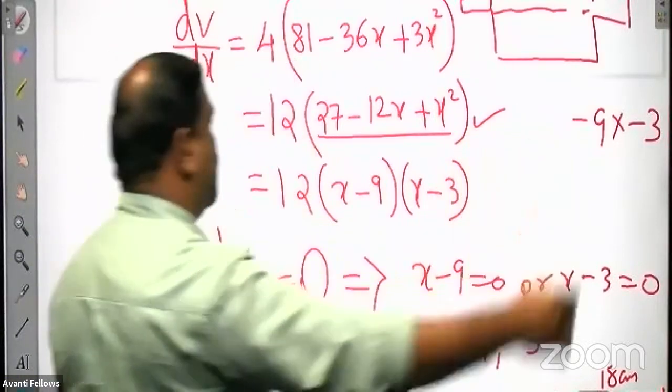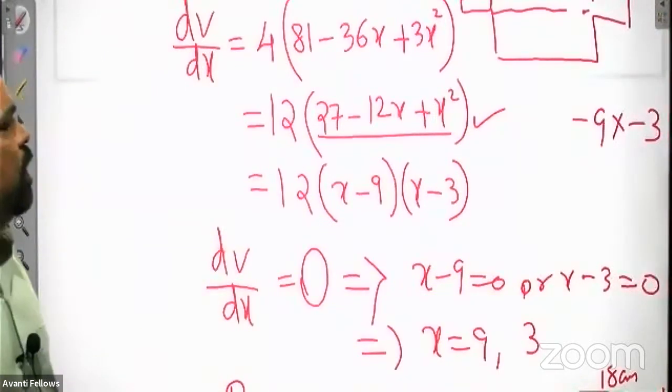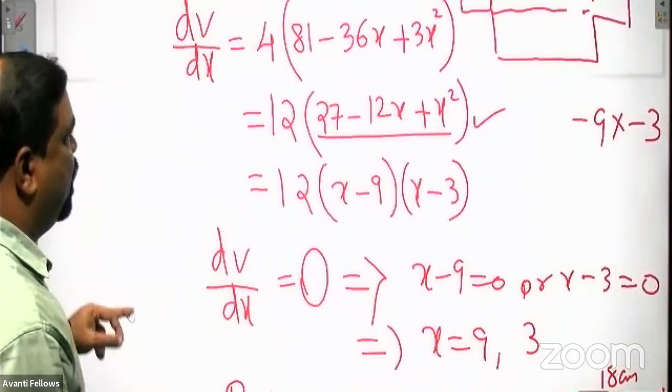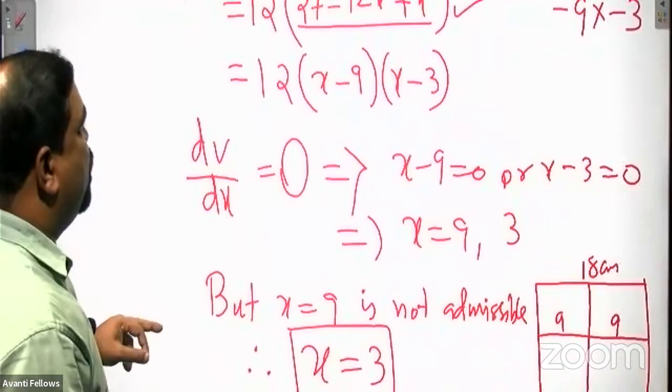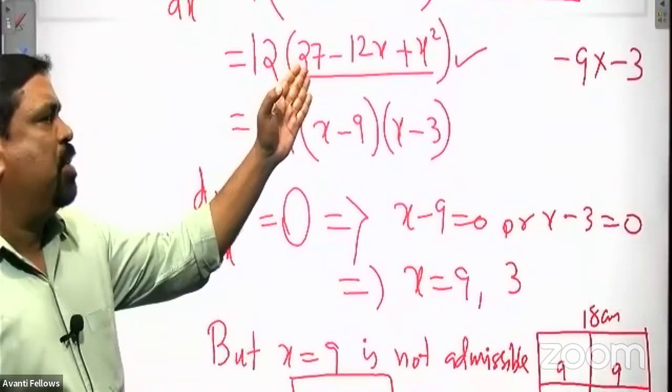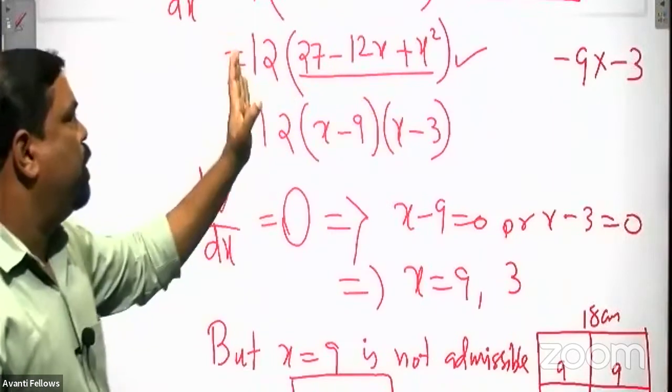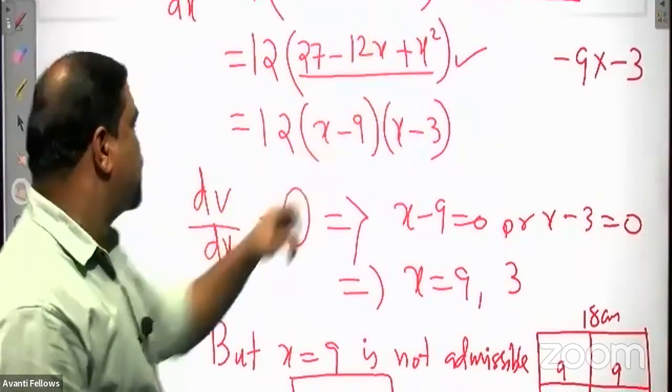dV by dx = 12 into (27 − 12x + x²). Again, if you differentiate, what will you get? 12 into 27 is a constant, so 0. Then minus 12 plus 2x. So 12 into (−12 + 2x).